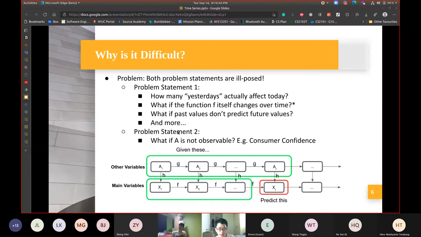And for the more complicated one, you have all the same problems plus one more, which is what if your other variables, these A's, are not observable. By observable, we just mean that you cannot assign a value to it. For example, consumer confidence. You can survey and get some values, but most of the time you won't even be able to have these numbers in the first place because you probably didn't conduct the survey. Yeah, so this is what we mean.